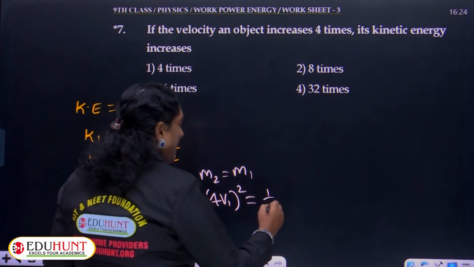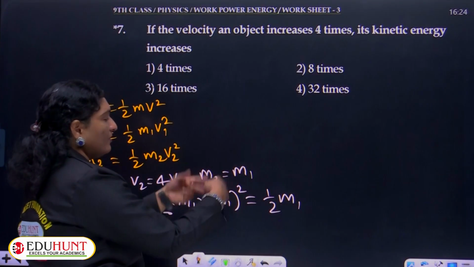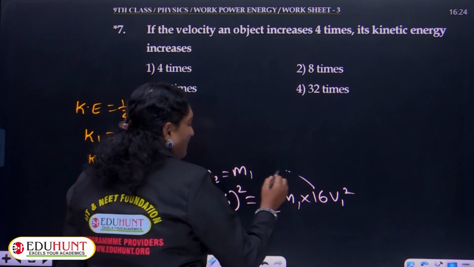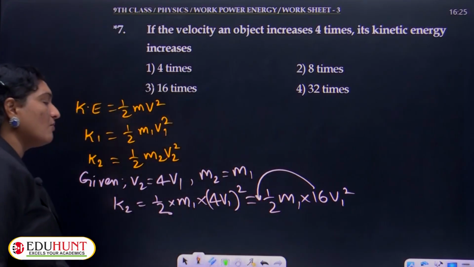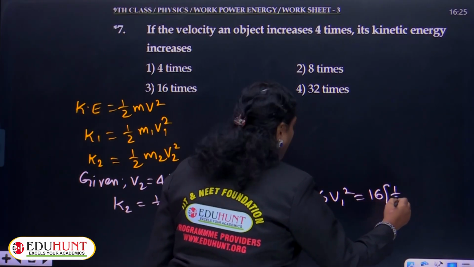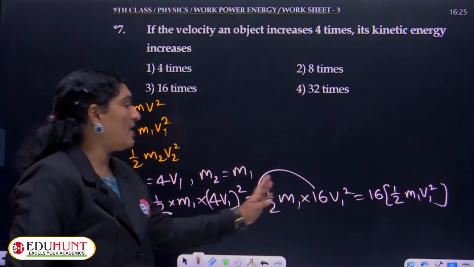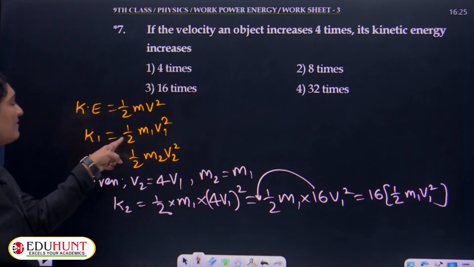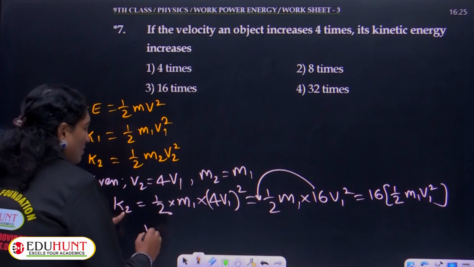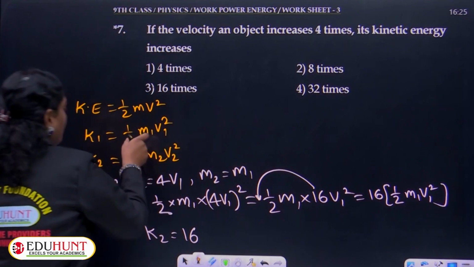So this can be written as half m1, and 4V1 whole square is 4 square V1 square, that is 16 times V1 square. Keeping all the other terms and bringing the 16 forward, it can be written as 16 times half m1 v1 square. But what is half m1 v1 square, children? It is the initial kinetic energy. Hence we can conclude that the value of K2 equals 16 times half m1 v1 square, the old kinetic energy.